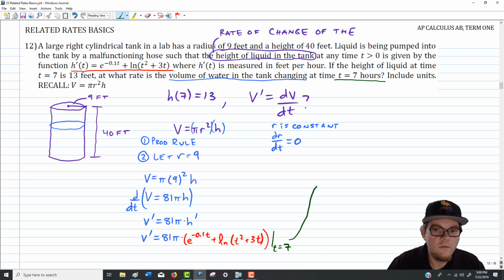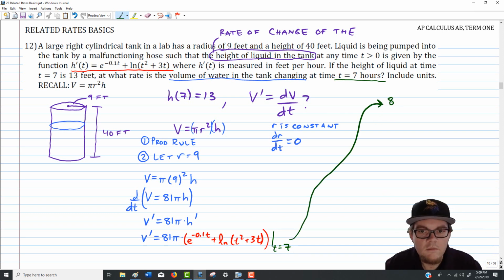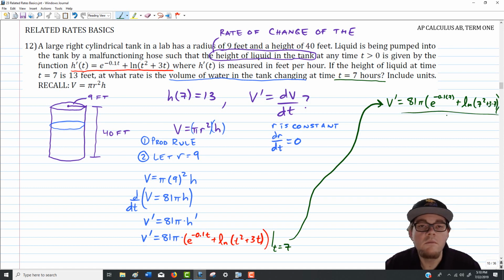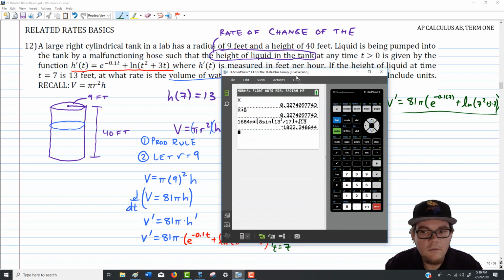So in other words, go ahead and draw this up here for the sake of space. We want to calculate and find dV dt, or V prime, as 81 pi times e to the negative 0.1 times 7 plus the natural log of 7 squared plus 3 times 7. So we just need to calculate out what that value is equal to, and that'll give us the rate of change of the volume. And of course we can do that by plugging in on our graphing calculator.